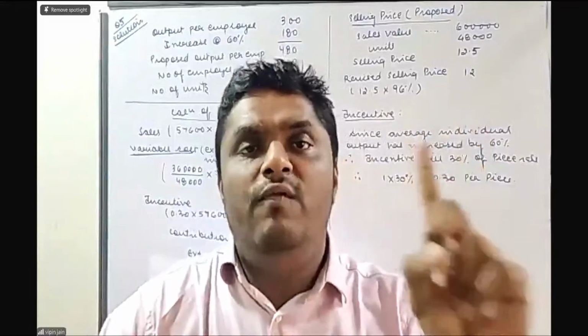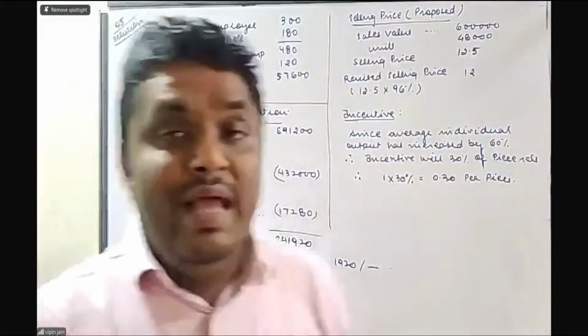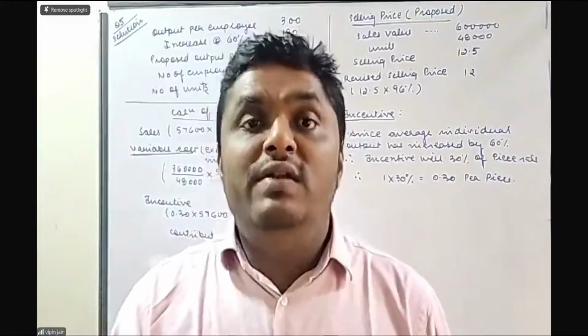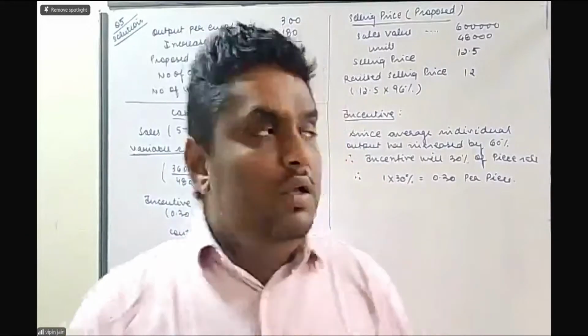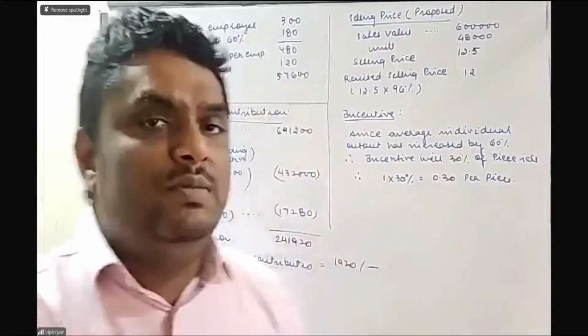Now this piece rate of 1 rupee is already included in this variable cost. The incentive, we are going to give it under the proposed plan. So that incentive is not included in the variable cost. That's why I have deducted this part separately.